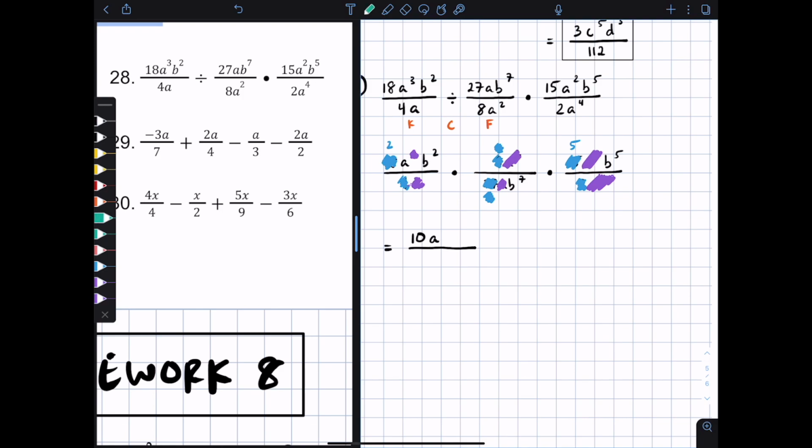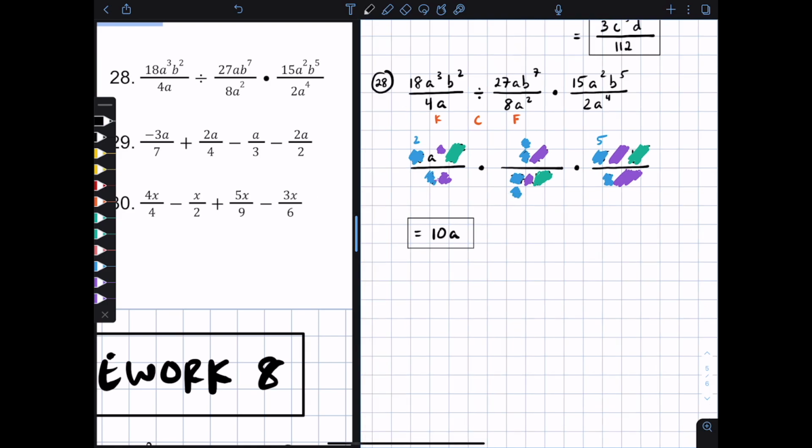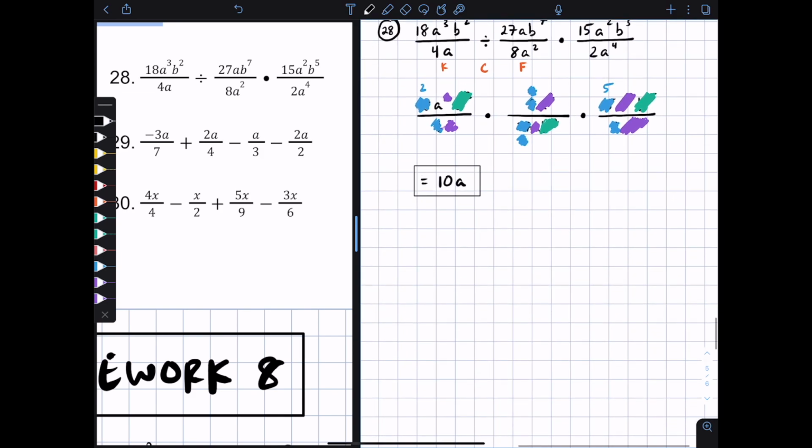On the top, we have 2 B's and 5 B's. That makes 7 B's in total, right? And that means we can cross that off with the 7 B's on the bottom. Oh, well, then is our final expression just 10A? That whole mess just simplifies down to 10A. Alrighty, I'm convinced. Let's move on to these last couple problems.